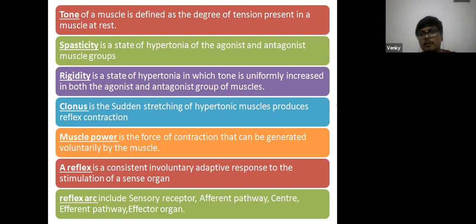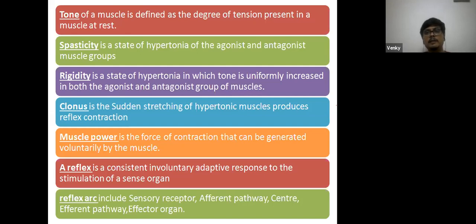So these are some of the definitions: tone, spasticity, rigidity, muscle. So what is tone? It's a degree of tension present in a muscle at rest. Spasticity means it's a state of hypertonia of agonist and antagonist muscle groups. Rigidity means it is present uniformly increased in both agonist and antagonist muscle groups.